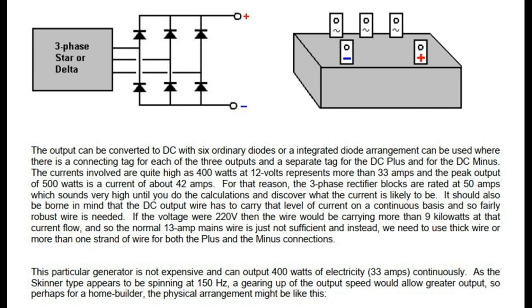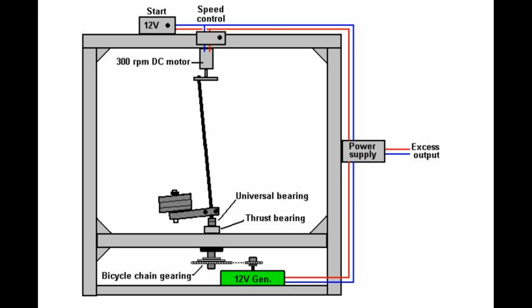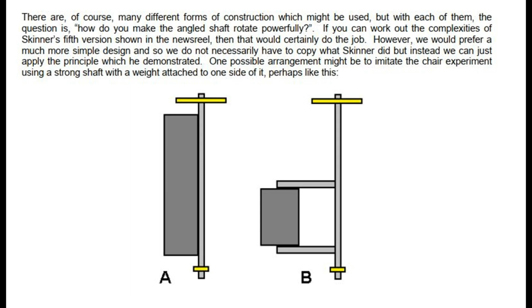As the Skinner type appears to be spinning at 150 Hz, a gearing up of the output speed would allow greater output, so perhaps for a home builder, the physical arrangement might be like this. There are, of course, many different forms of construction which might be used, but with each of them, the question is, how do you make the angled shaft rotate powerfully?